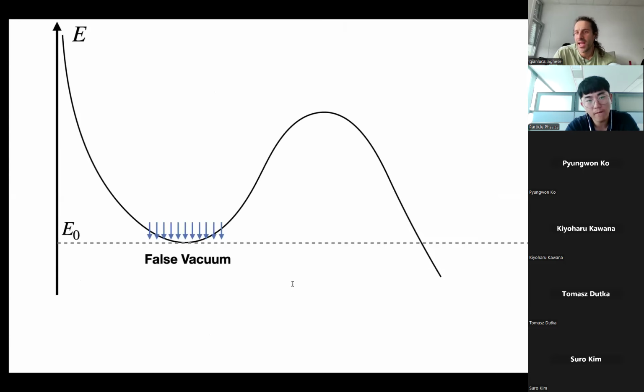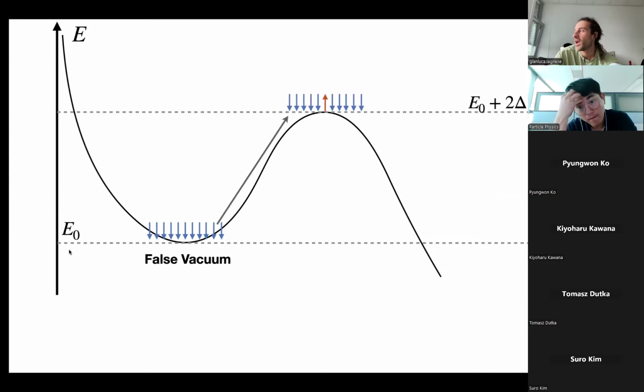So the underlying idea, again in this simplified, fully polarized game, is the following. You start from this false vacuum, which is at a certain energy 0, and then you start flipping spins, okay?